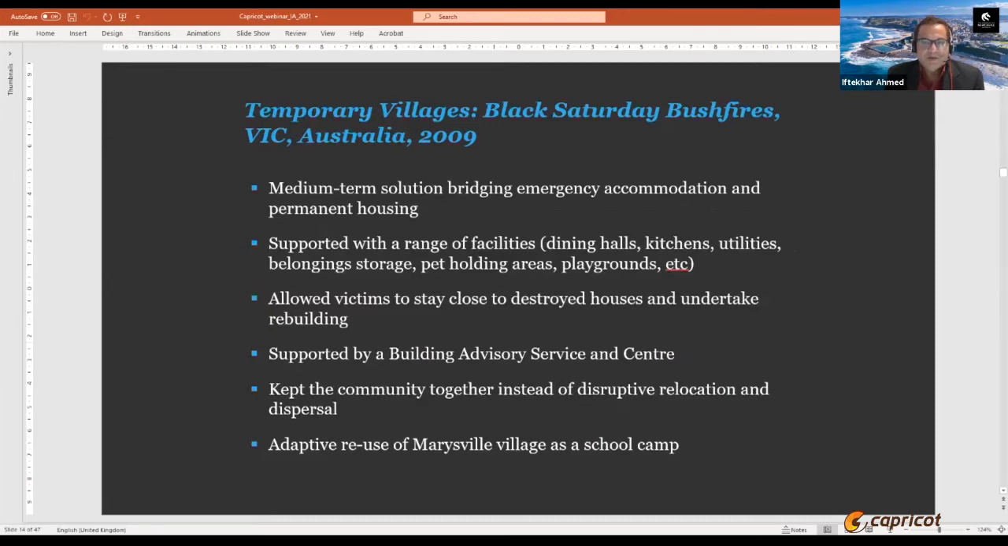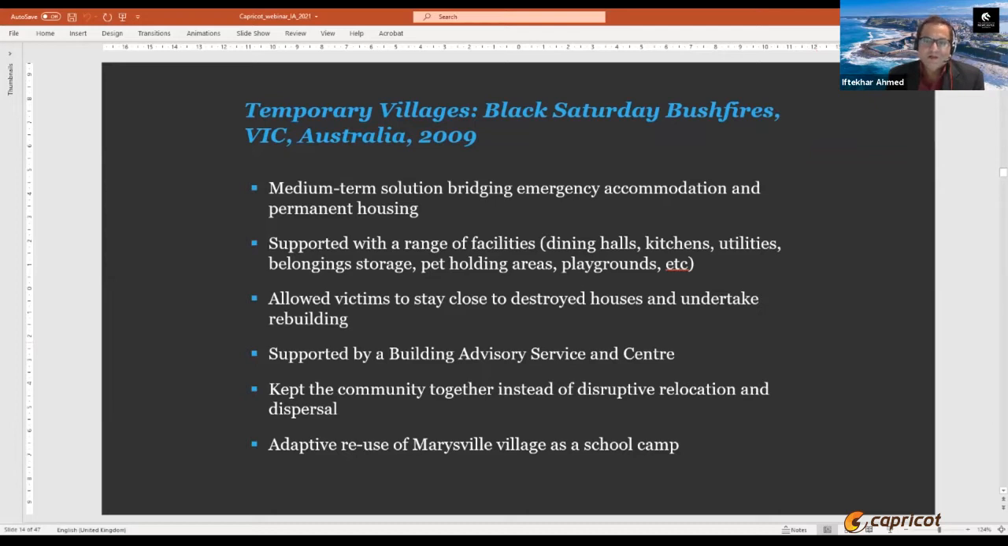And these were provided with all kinds of facilities, dining halls, kitchens, etc. They even had an area to keep pets. And pets are very important for people in Australia and many other Western countries, and perhaps even in India to some extent. And even playgrounds for kids. This was built close to the towns which were affected. There were 3 towns where they built it: Marysville, Kinglake, and Whittlesea. People could stay close to their towns, and they could look at the reconstruction work of their houses going on while they stayed in the temporary camps.